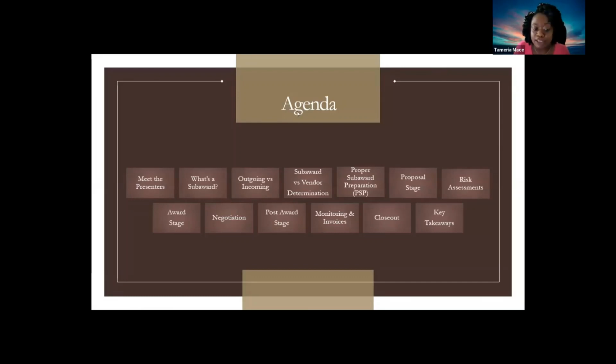What you see before you is our agenda. Please note that there is a part 1 and a part 2. Today, we're going to be doing part 1, and we will be hosting part 2 on Thursday. So our agenda for today is going to start with what is a subaward. We're going to go over outgoing versus incoming subawards, the subaward versus vendor determination, proper subaward preparation, subawards at the proposal stage, and risk assessments.